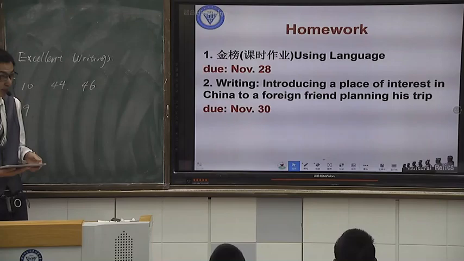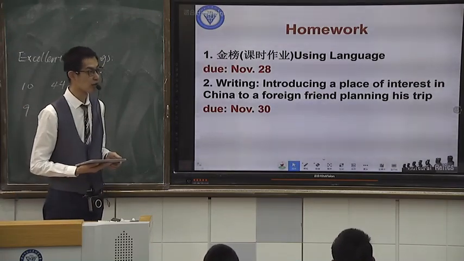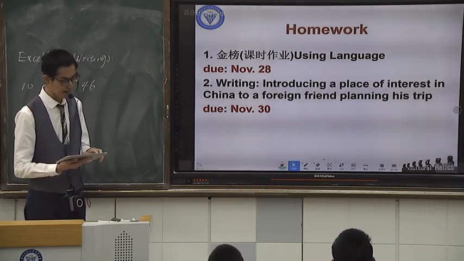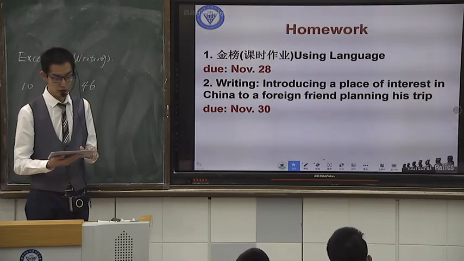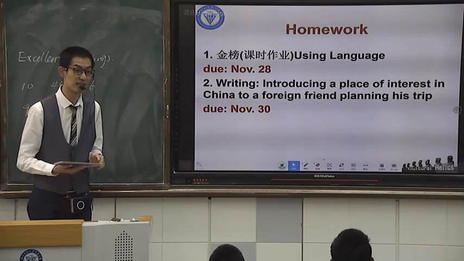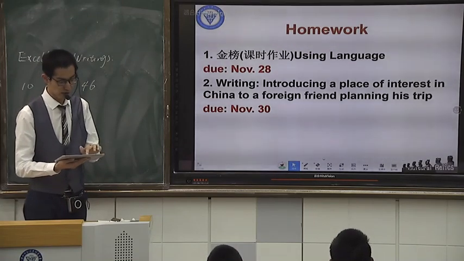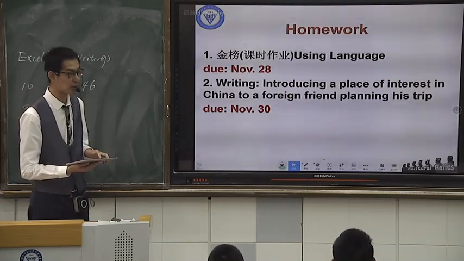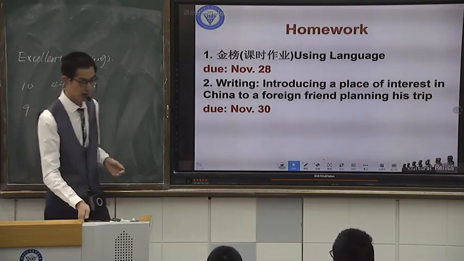And for today's homework, the first homework, please finish the exercise book using language part. The due date is November the 28th, which is tomorrow. And the second task for you is a writing introducing a place of interest in China. Do you know what is place of interest? Excellent. In China, to a foreign friend planning his trip. Okay, the due date is November the 30th, which is on Monday. Okay, all right. So much for today.